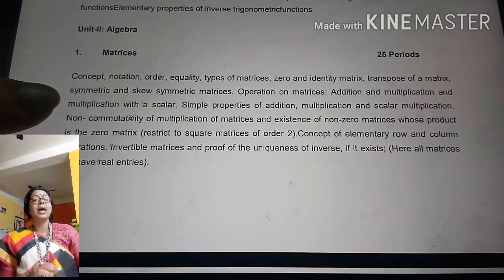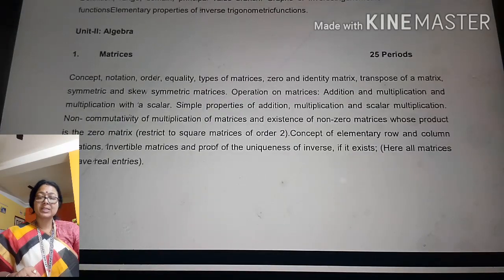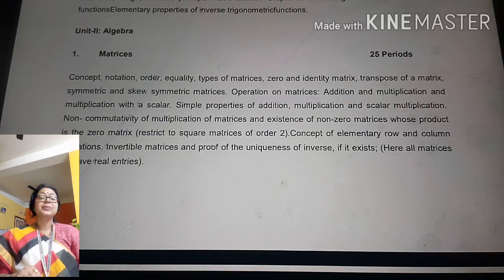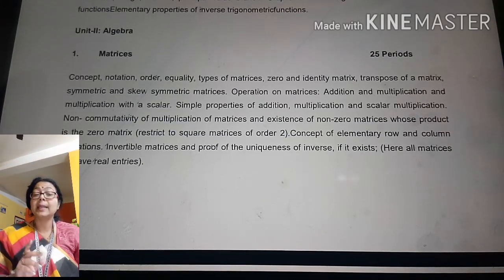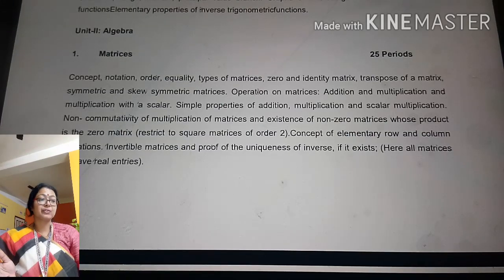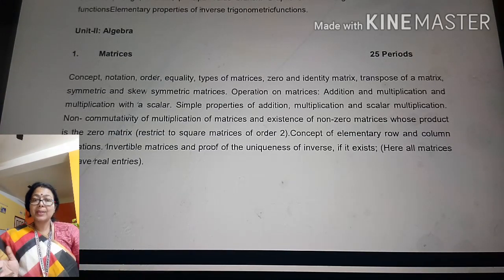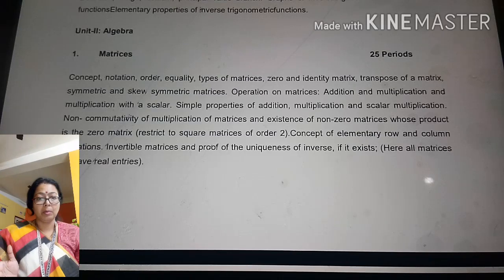Next we will move to the algebra section. Unit 2. There are two chapters, matrices and determinants. For matrices, 25 periods are allotted. Here you have to learn concept, notation, order, then types of matrices, that is zero matrix, identity matrix. Next, transpose of a matrix, symmetric and skew symmetric matrices, operation on matrices, concept of elementary row or column operation.